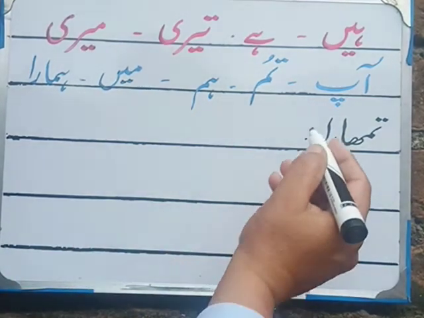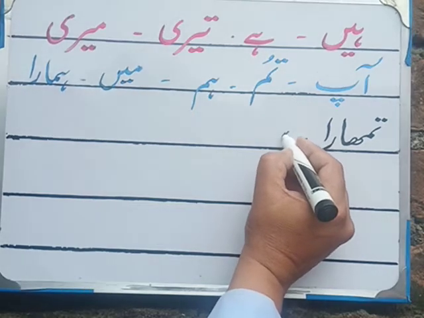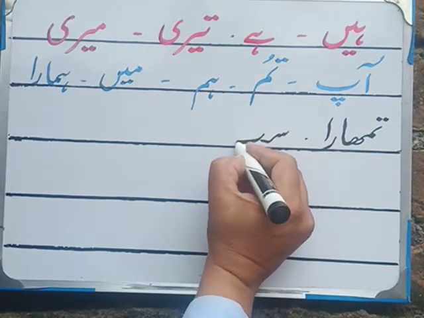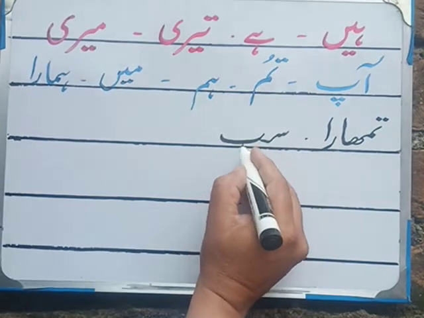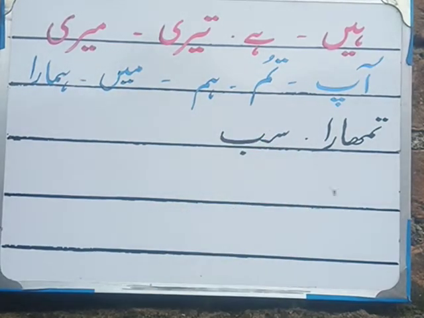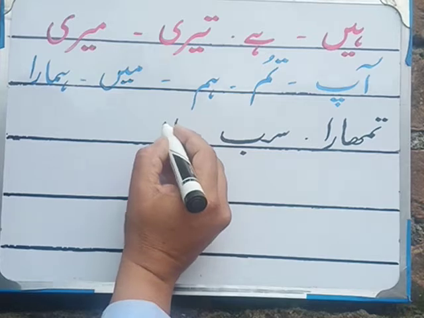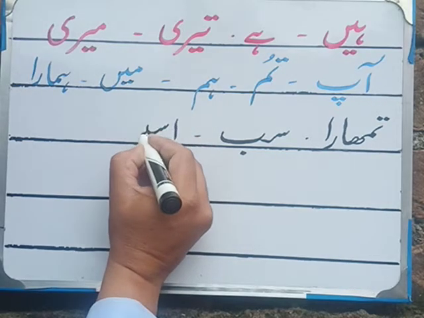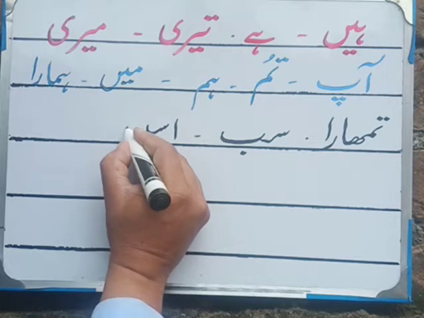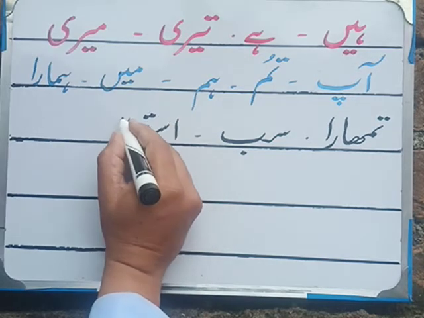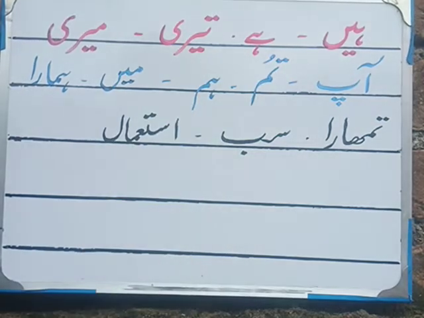Next word is sab. It means all. This word is used in the meaning of all. Next word is istemal. It means that use of everything is called istemal in Urdu.